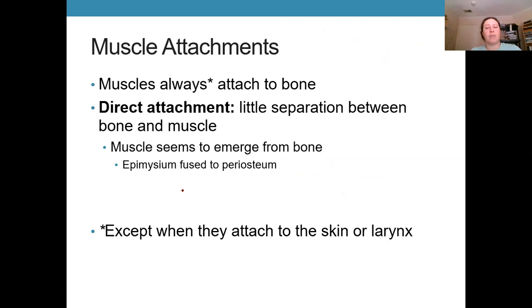But sometimes, as I mentioned before, we can't actually see the connective tissue. So in that case, we call it a direct attachment because it looks like the muscle is coming directly off of the bone. And essentially, although the collagen fibers are still there, they're so short that the epimysium is basically fused to the periosteum. So those are our 2 basic kinds. Basically, if you can see it, it's an indirect attachment, and if you cannot see the connective tissue, it's direct.